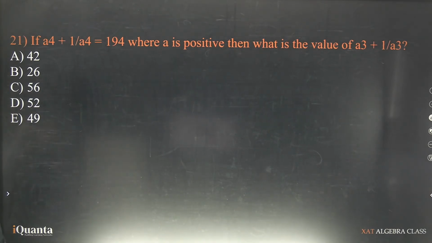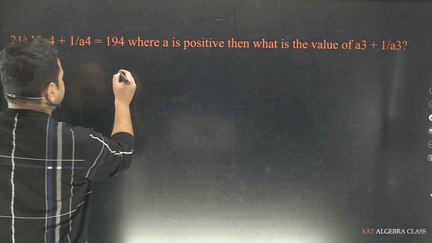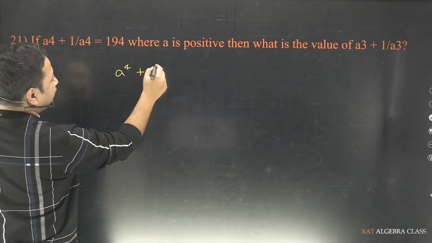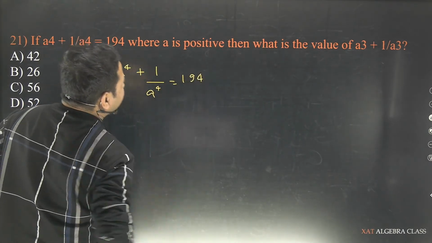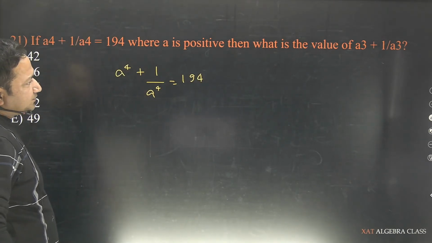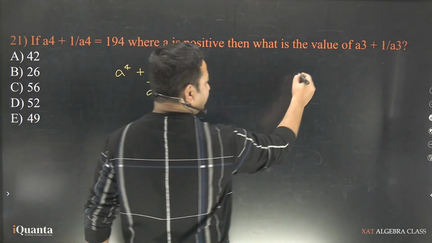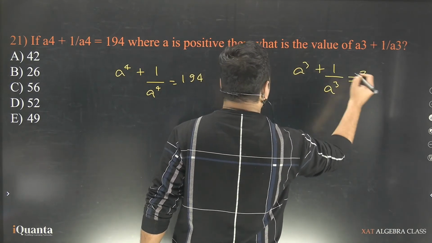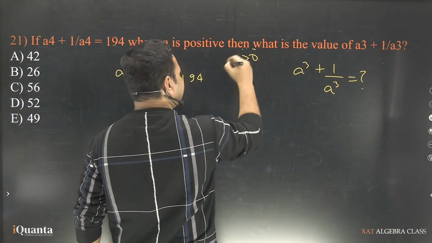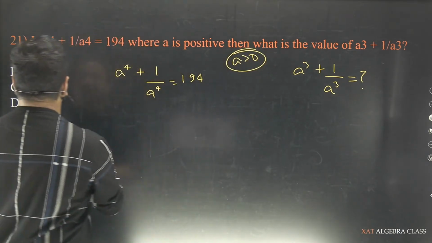Look, the 4 that is written is in power. So the question is a to the power 4 plus 1 upon a to the power 4 is given as 194, where a is greater than 0. We need to find the value of a cube plus 1 upon a cube is equal to what? It's given that a is greater than 0. A is positive. Okay.